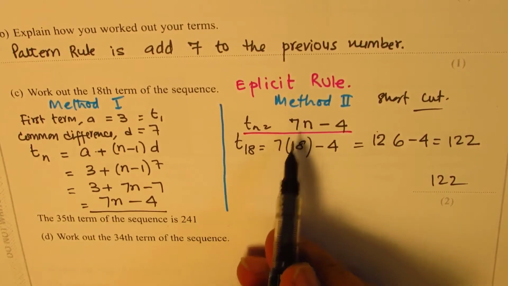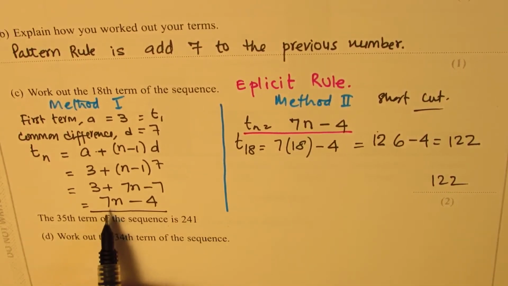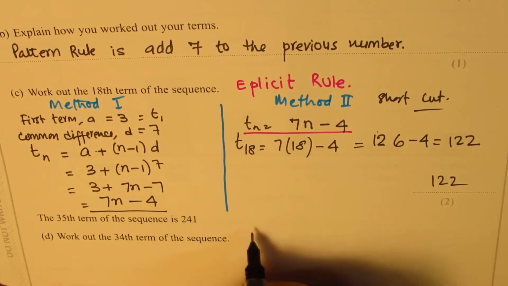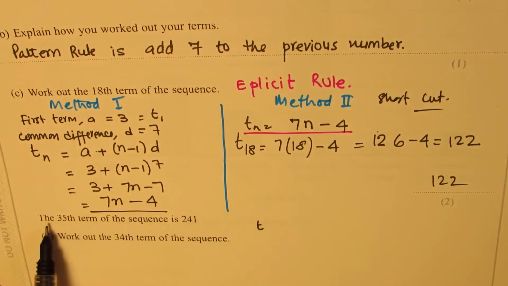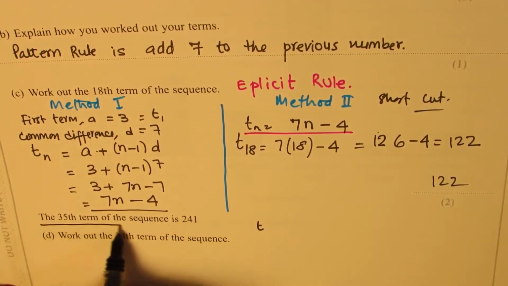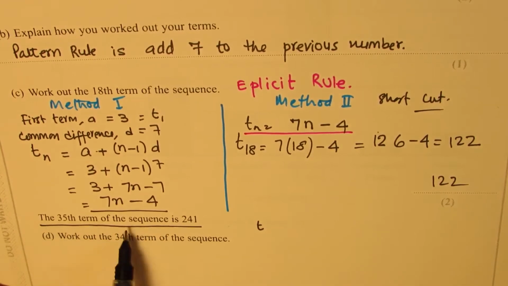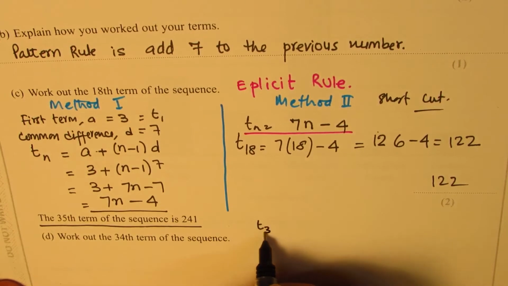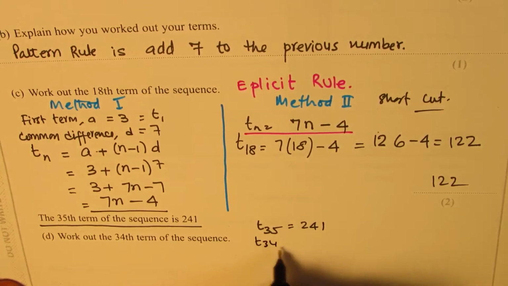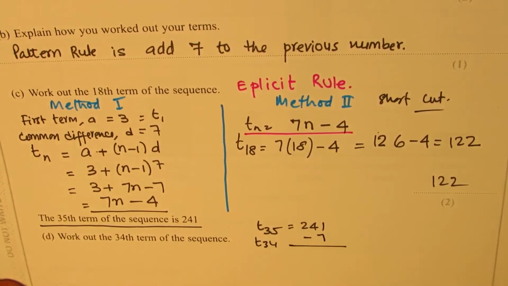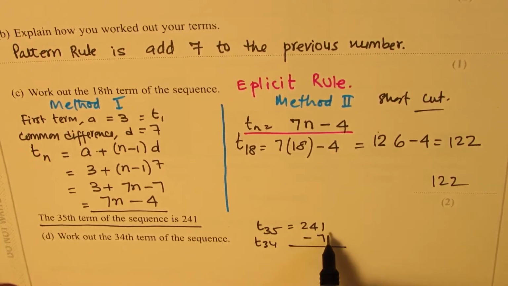You can apply this formula and work it out. Both are the same. So we write the 34th term. Okay, here we have something else. The 35th term of the sequence is 241. Sorry, I didn't read this. The 35th term is 241. Work out the 34th term. So we know the 35th term is 241, and we need to find the 34th term. So I'll just do minus 7 to get my answer, the previous term. That's an easy way.